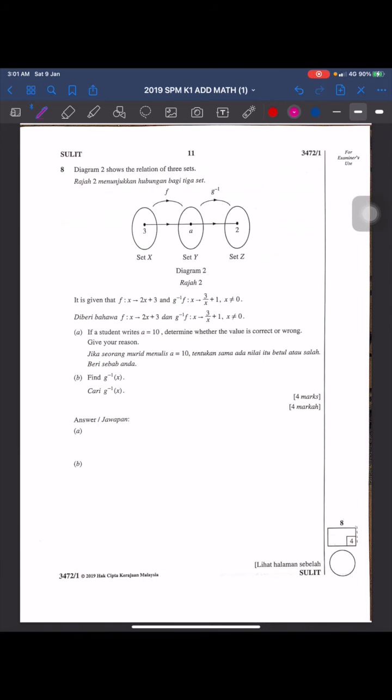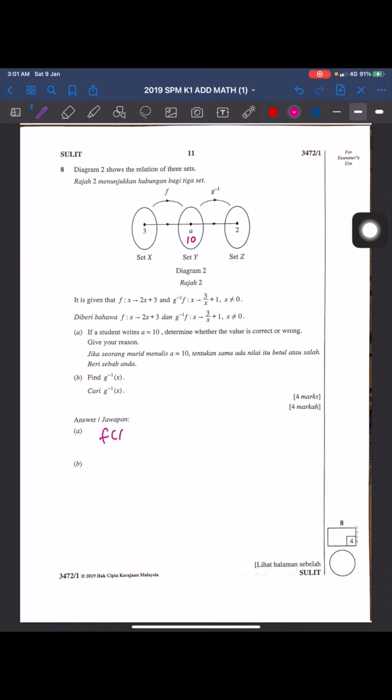So next question number 8. Diagram 2 shows the relation of 3 sets. So kita ada set X, set Y and set Z. If a student writes A equals to 10, dia kata sini 10, determine whether the value is correct or wrong. So tengok sini eh. Maksud dia kalau kita masukkan value ni, f(3), dapat tak jawapan 10? Itu maksud dia. Kita check.